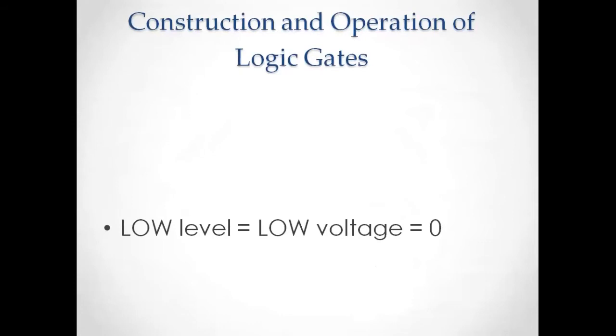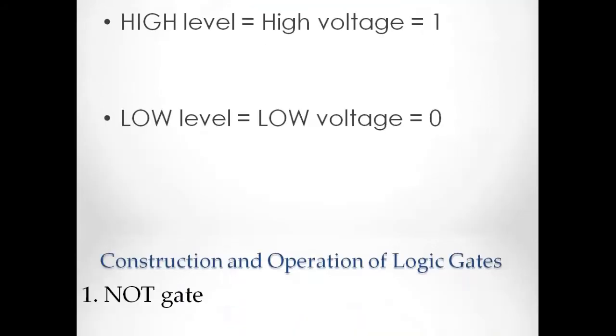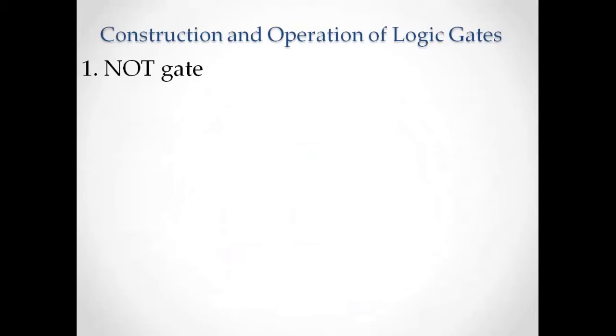Now let's think about the construction of the logic gates. In the construction of a logic gate, the first thing to be noted is that a high level or a high voltage in an electronic circuit is represented by a 1 in the Boolean algebra, and the low level or a low voltage is represented by a 0 in the Boolean algebra. So this is the preliminary thing to be noted in the case of logic gate operations. Now let's analyze the construction of different logic gates. Let's start with the NOT gate.